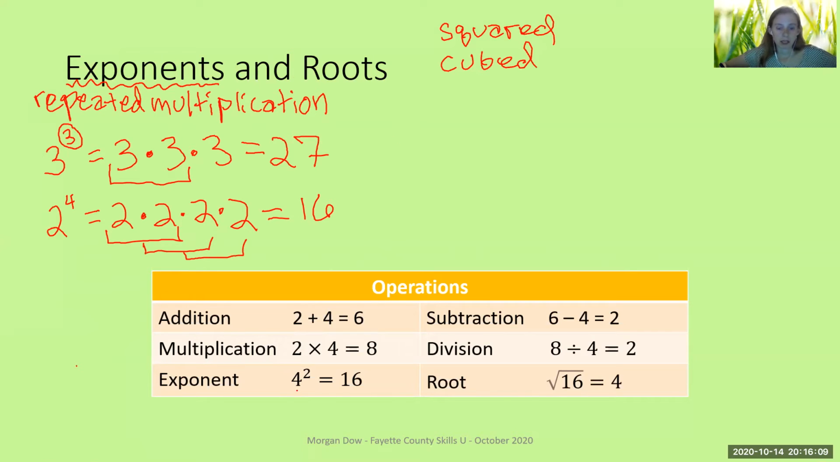Down at the bottom here in our operations table, I've got another example. So we've got 4 squared, which means 4 times 4, which is 16.